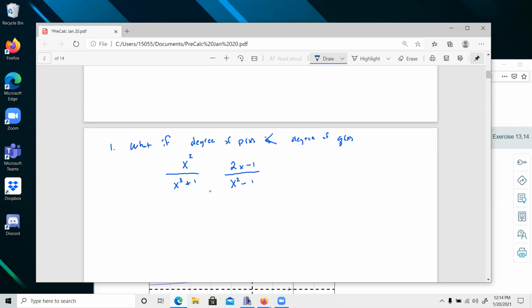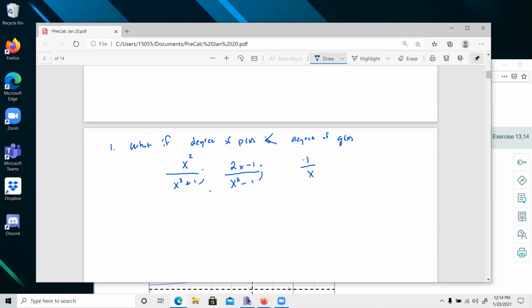Actually, I have a colleague that gets mad at me when I say that. The degree of the numerator is 2, the degree of the denominator is 3. The degree of the numerator is 1, the degree of the denominator is 2. Like, we taught them these words, you should use them. You're right, we should. So 1 over x: the degree of the numerator is 0, the degree of the denominator is 1.